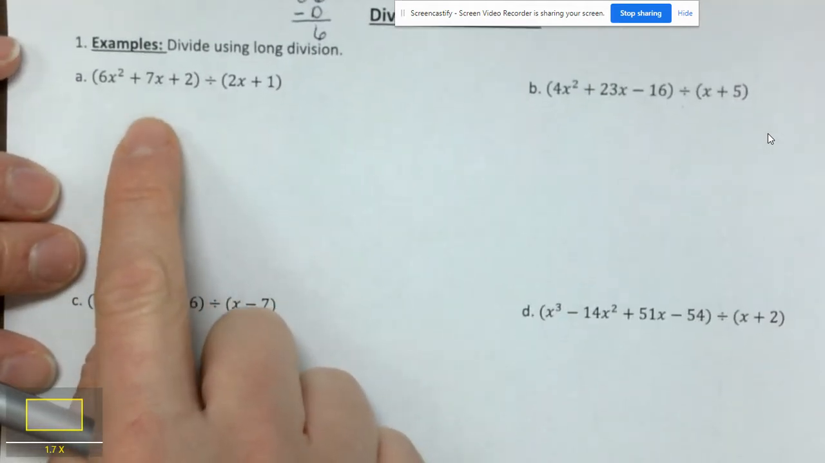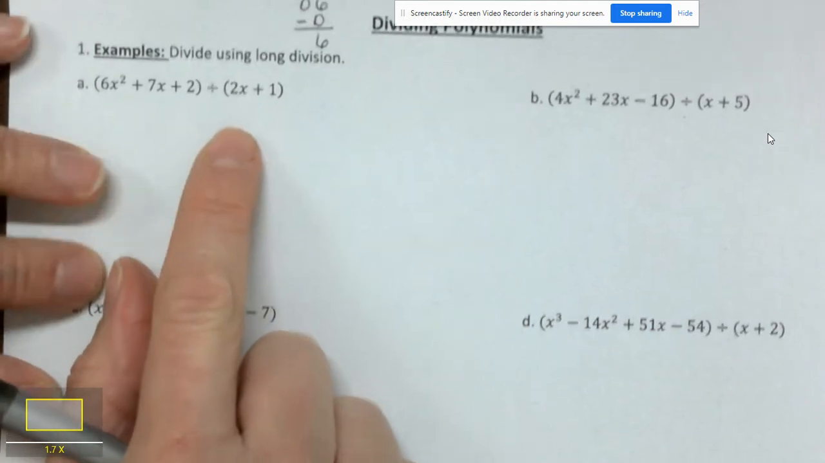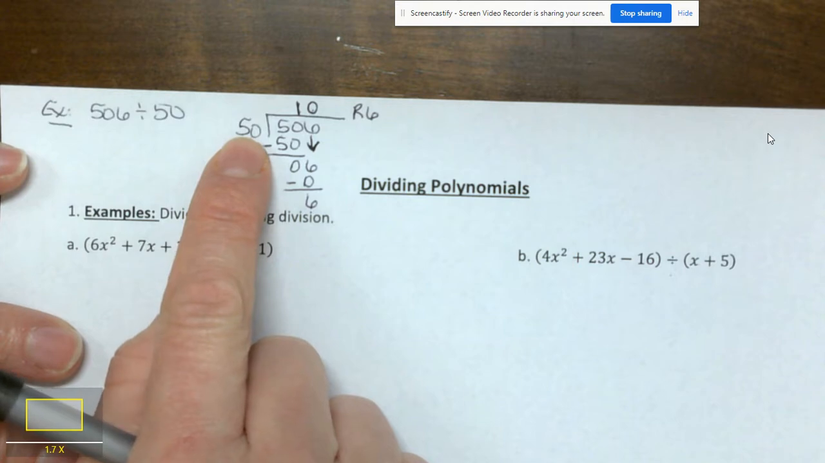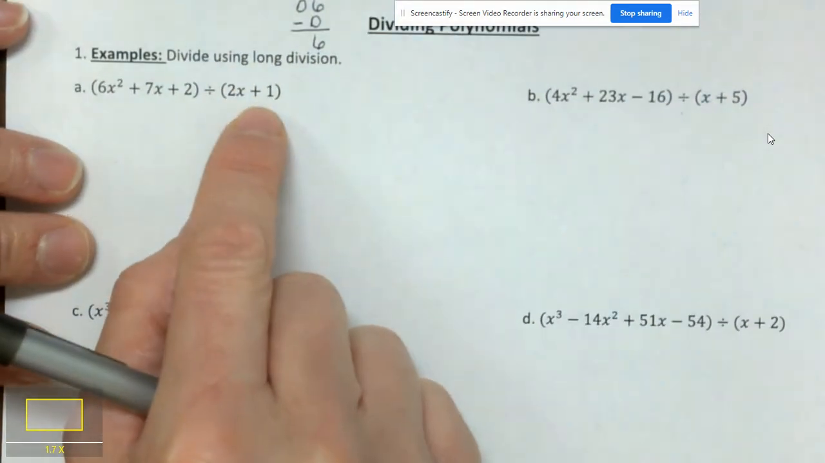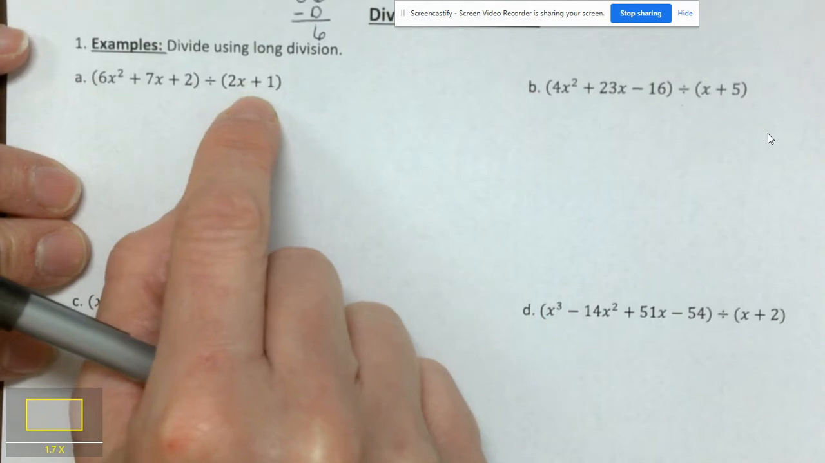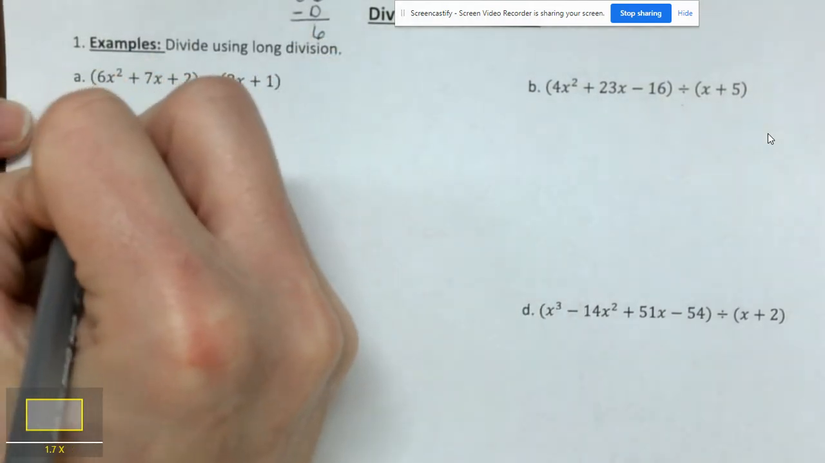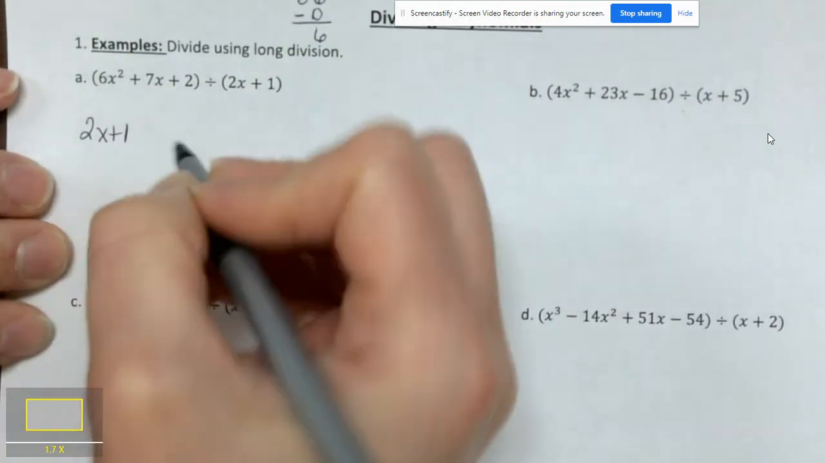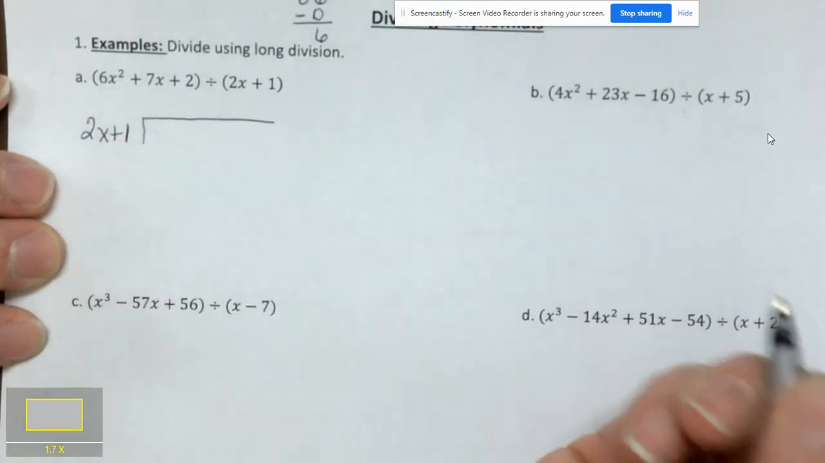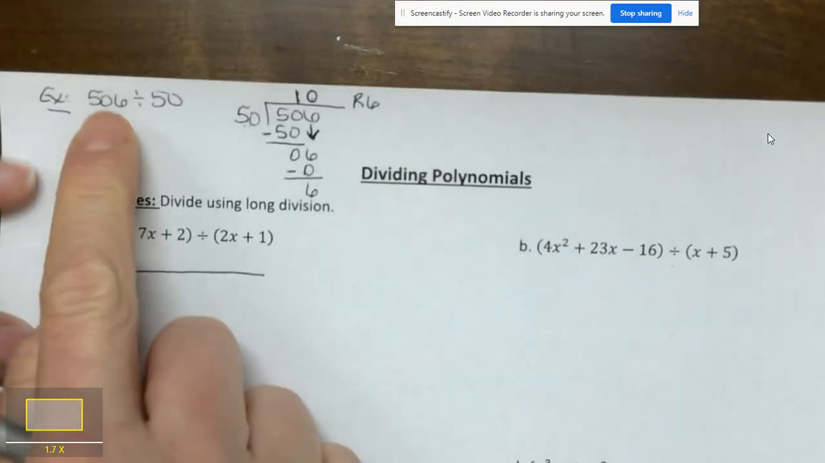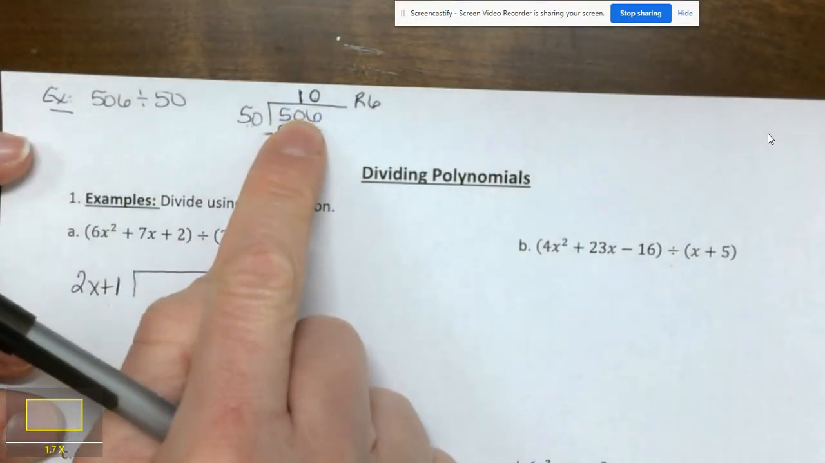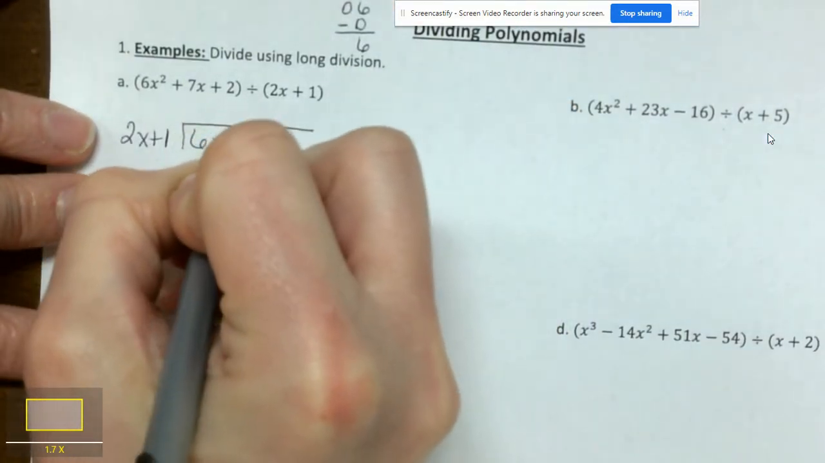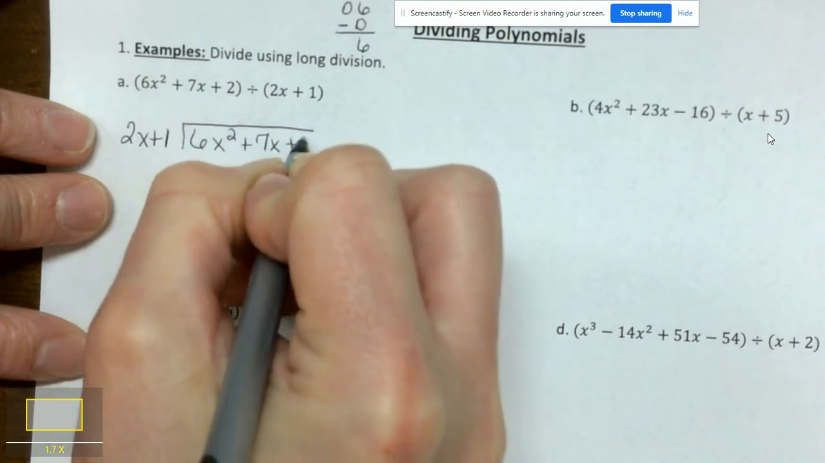So let's start with this polynomial. So remember up here, the 50, the second thing written was what I put on the outside. So the second thing written, and it's usually going to be a binomial, is what you're going to write on the outside. It could be a monomial, and it could be something bigger than a binomial, but most of the time it'll be a binomial. So we're going to do 2x plus 1 into, and underneath this, we put what was written first up here. We put the 506 underneath our division bar. So underneath here, I'm going to put 6x squared plus 7x plus 2.